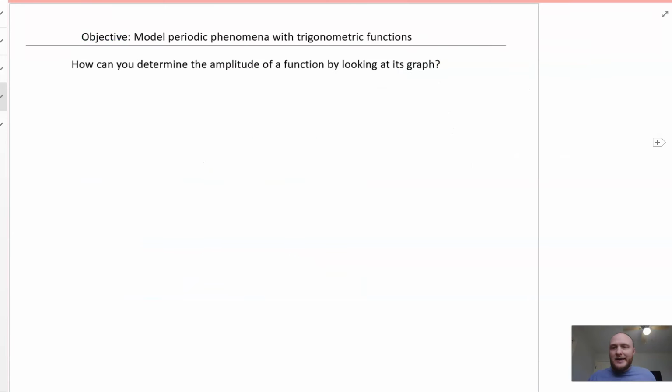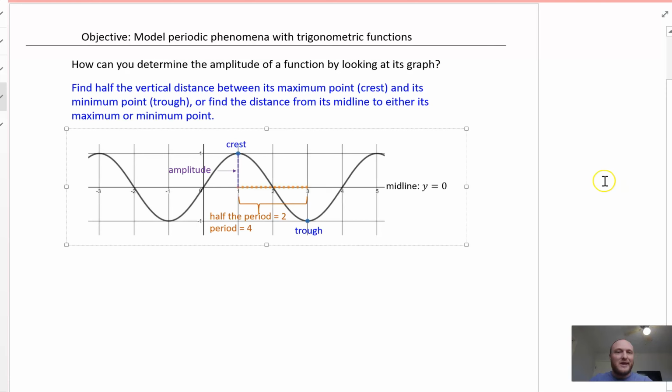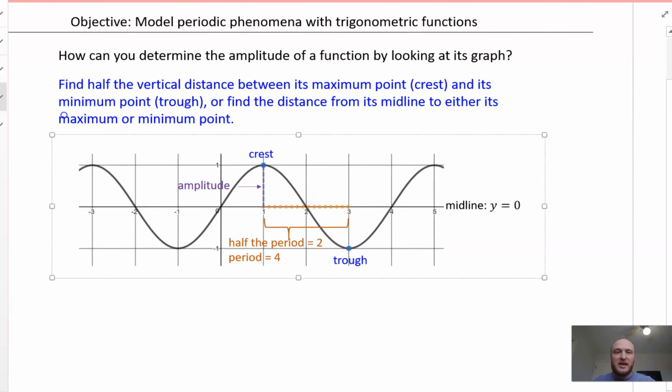All right. We have some questions here that we want to ask you just to get you thinking. How can you determine the amplitude of the function just by looking at its graph? What did we do? I want you to take a second, pause the video if you need to. Go ahead and write a response, and then I'll show you the answer. Okay, hopefully you wrote a response.